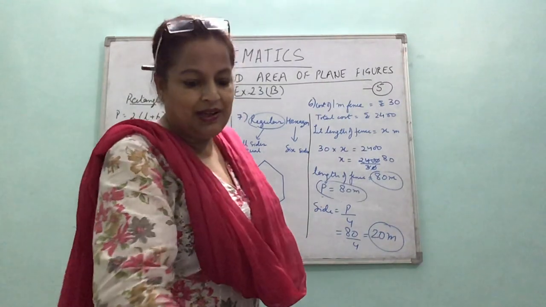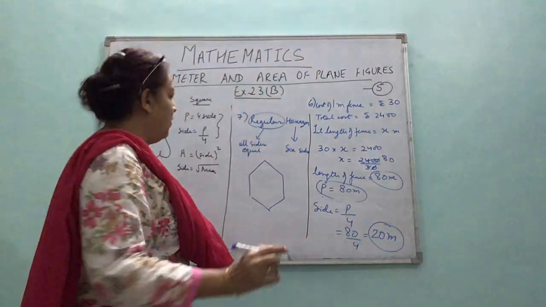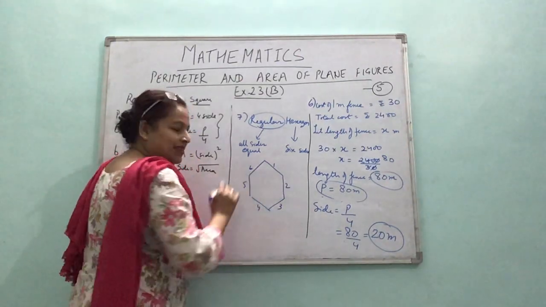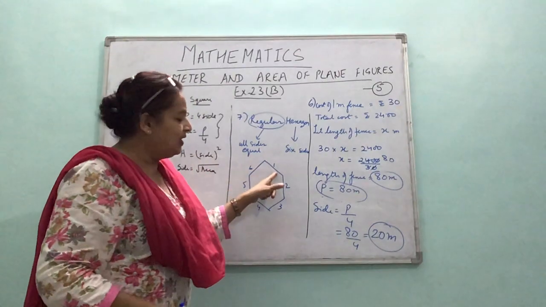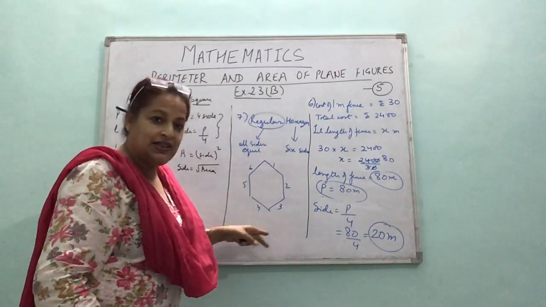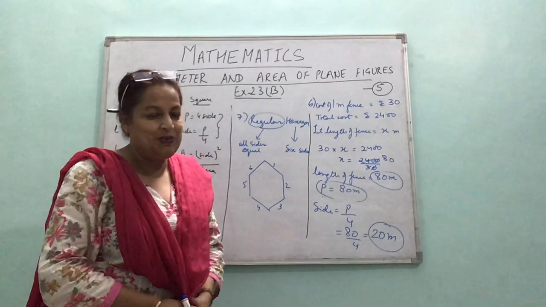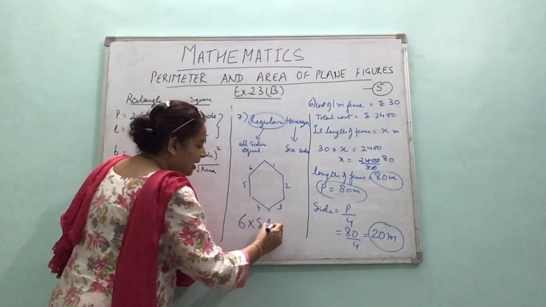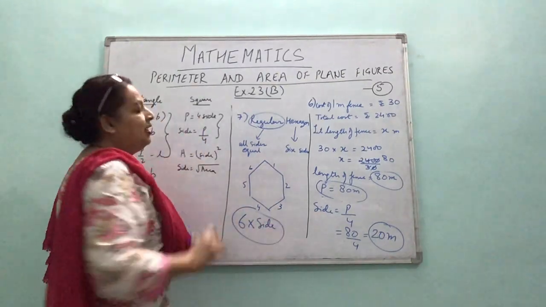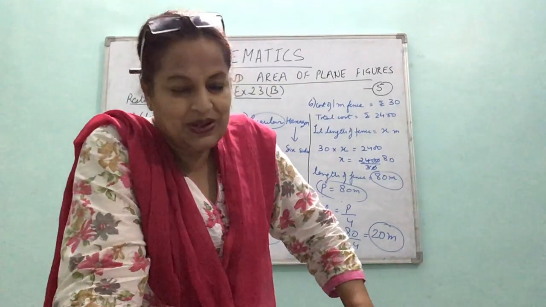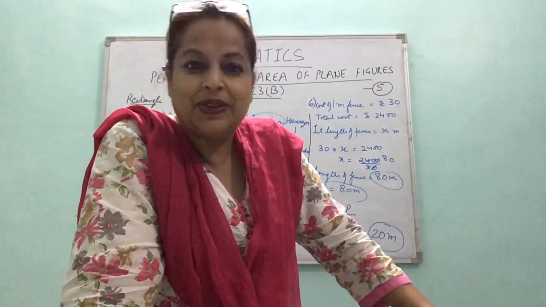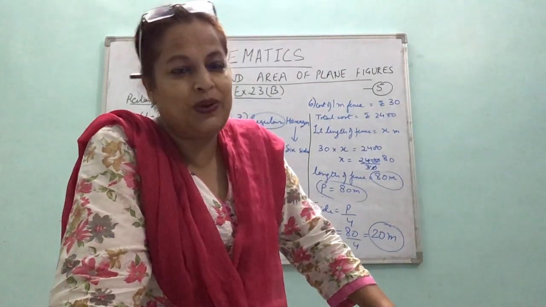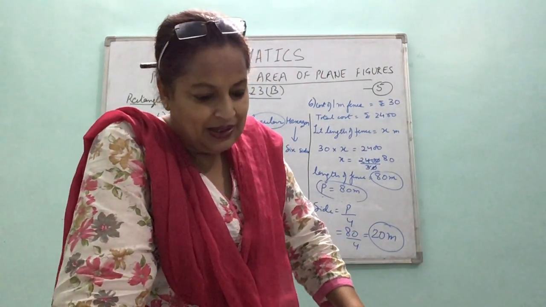So what are they asking? Perimeter of a regular hexagon. How many sides are there? 1, 2, 3, 4, 5, 6. That means if this is side 1, side plus side, 6 times if we add side. So what is the perimeter of a regular hexagon? 6 into side is the perimeter of a regular hexagon. So the answer to the 7th question would be 6 into side, which is the C sub part. Okay? Hexagon stands for 6, regular means all sides equal. Question number 8.